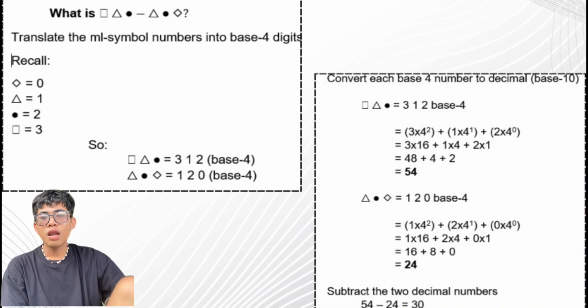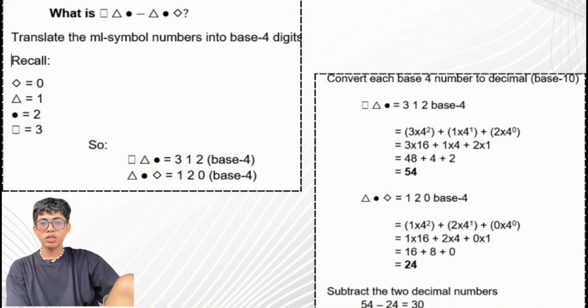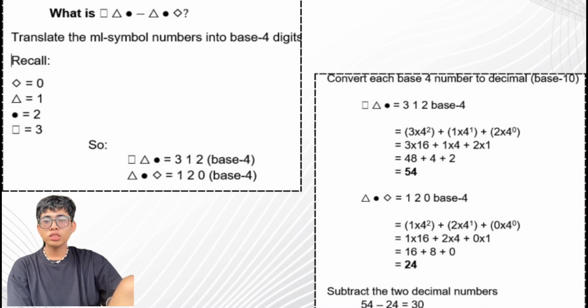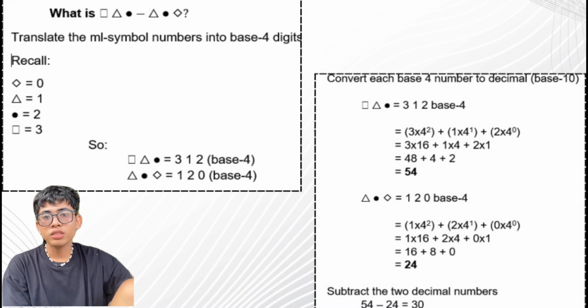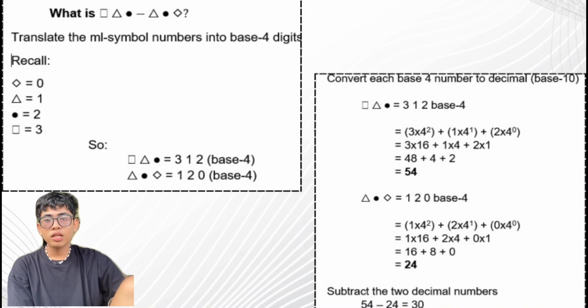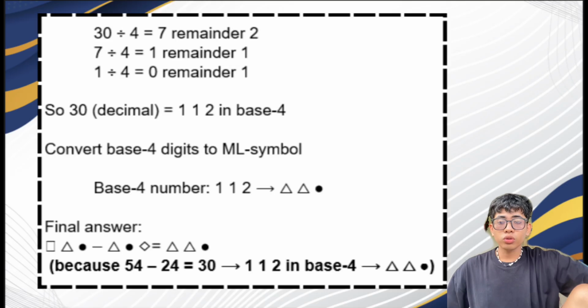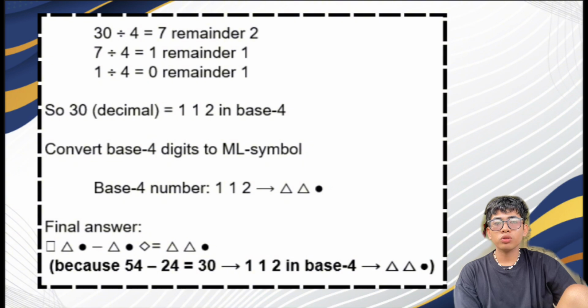Next, alpha beta void is equal to 120 in base 4, which is equal to 1 times 4 squared plus 2 times 4 to the first power plus 0 times 4 to the 0 power, equal to 1 times 16 plus 2 times 4 plus 0 times 1, which is 16 plus 8 plus 0, equal to 24. Next step is to subtract the two decimal numbers. 54 minus 24 is equal to 30. So step 4, convert the difference back to base 4.